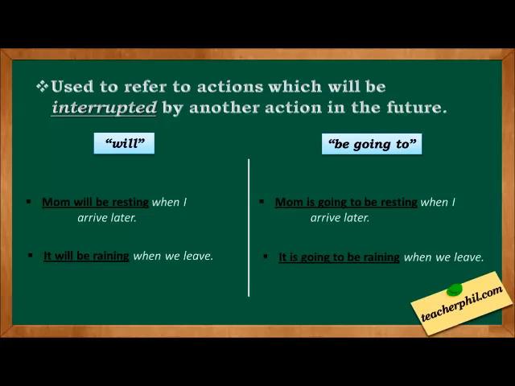Those that are underlined are our actions in future progressive, while the clauses when I arrive later and when we leave are the interruptions. If you notice, we don't use future progressive with these interruptions. This is because they are in time clauses. We don't use future progressive with them. We simply use simple present.